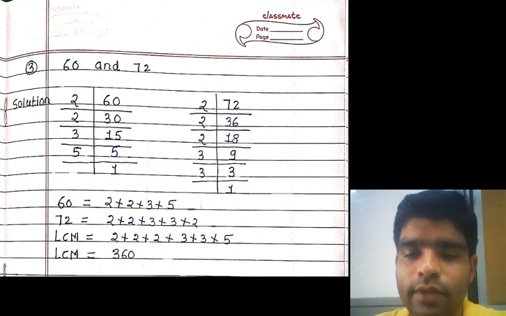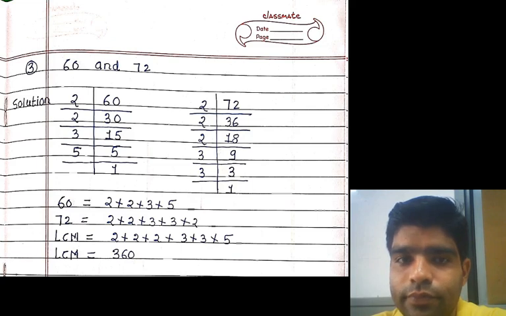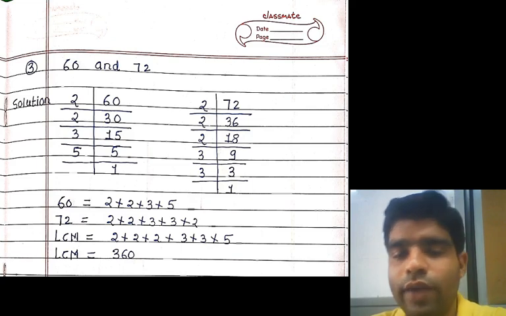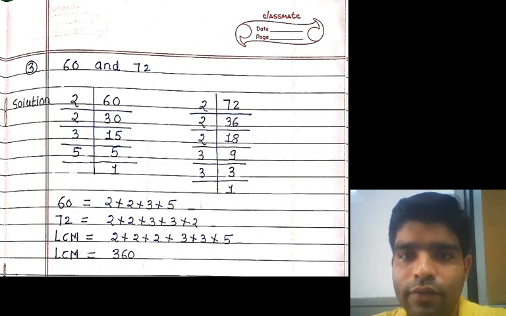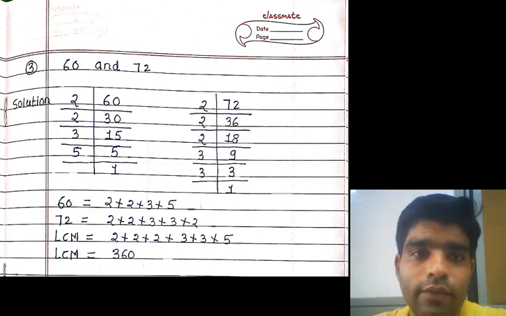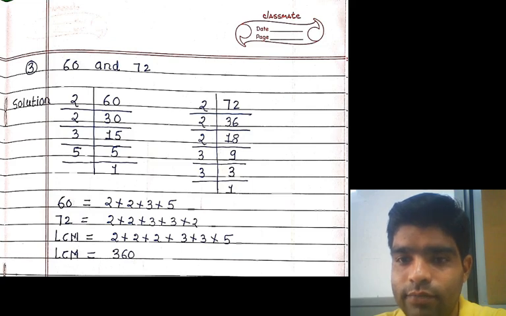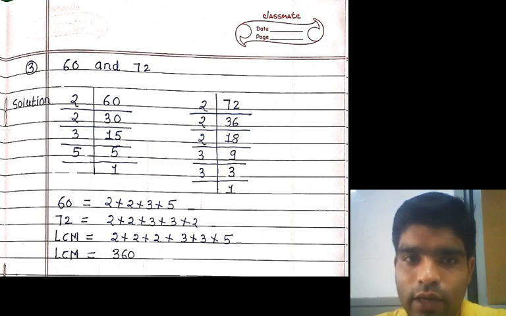Third example. Find the LCM of 60 and 72. Similar method. First of all, we have to use the prime factorization method. We have to use prime numbers. Here will be 2. First of all, 60 divided by 2, definitely gives 30. We have to write it down on the second row.